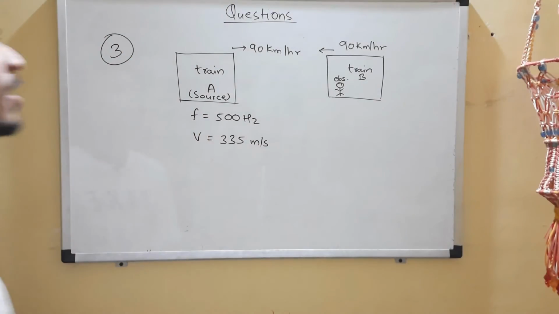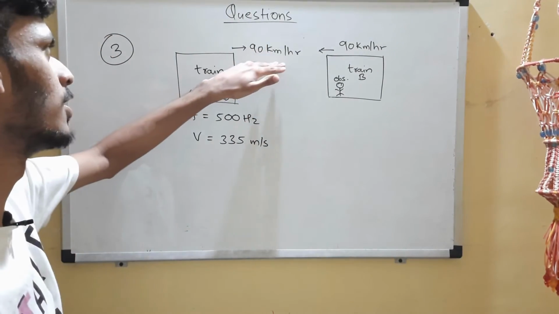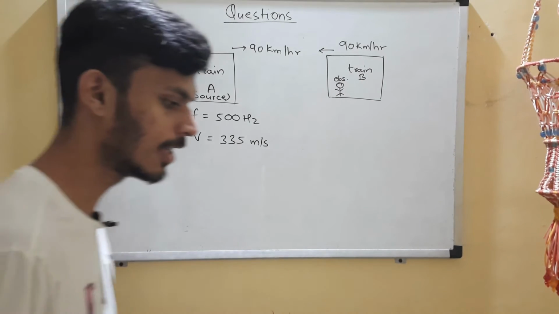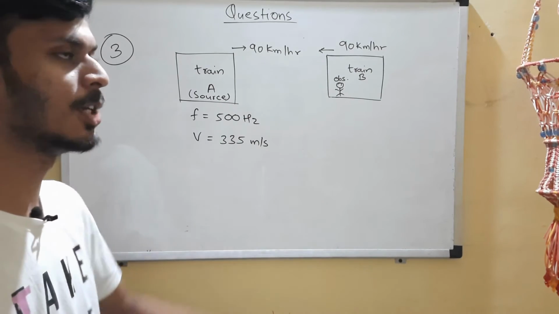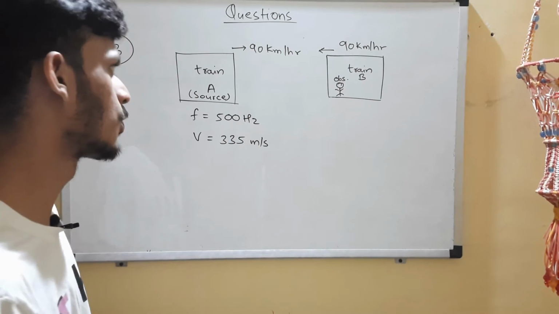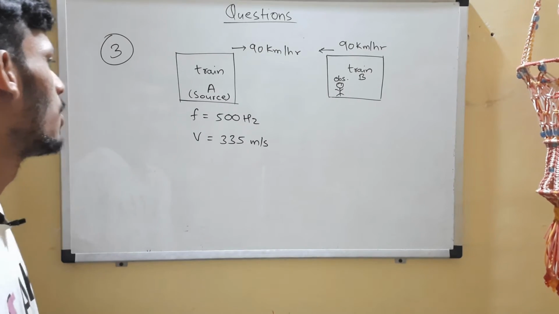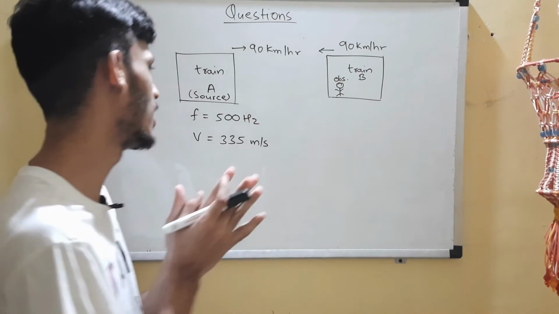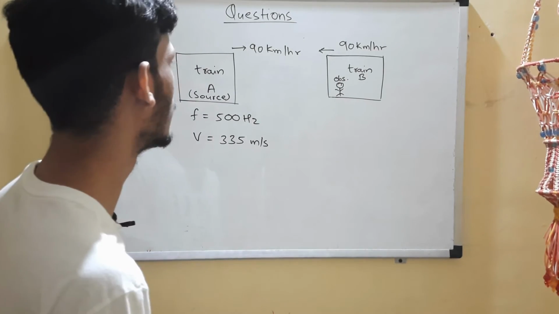So question 3 over here. In this question you have two trains which are moving towards each other with a speed of 90 kilometers per hour, okay? So train A is acting as the source, it's blowing its horn, and in train B you have an observer, who is moving with the train, of course. The frequency of the sound waves emitted over here is 500 hertz. The velocity of the sound in air is given as 335 meters per second.